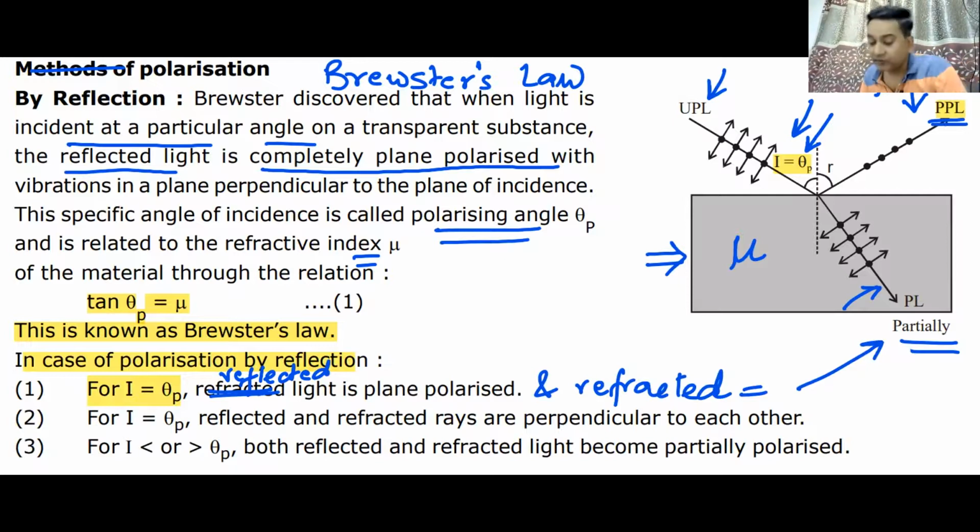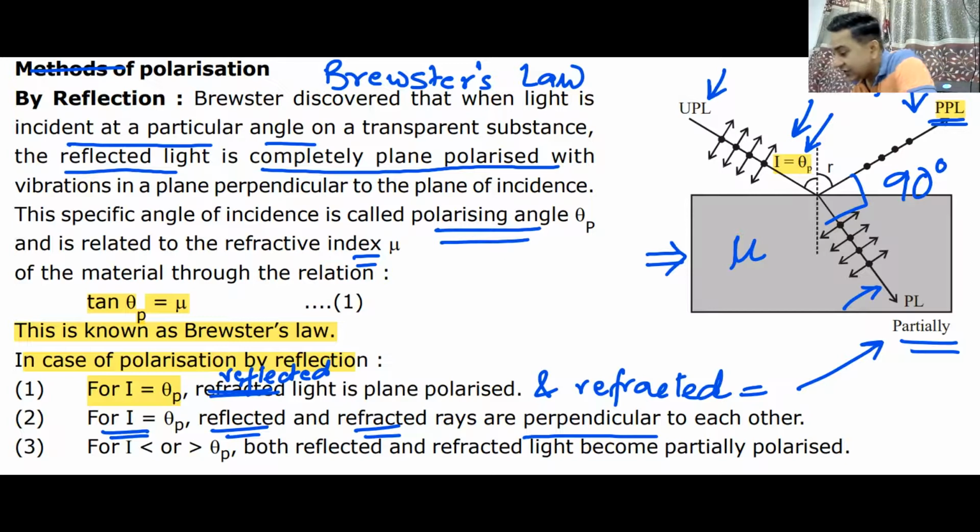Yes, sir. One more thing you must understand: when the angle of incidence is the polarizing angle, reflected and refracted rays are perpendicular to each other. So this angle is 90. Two conditions you must remember. If the angle of incidence is IP, then the reflected light will be plane polarized, refracted light will be partly polarized, and reflected and refracted rays will be perpendicular. Two very important conditions. Can you remember them?